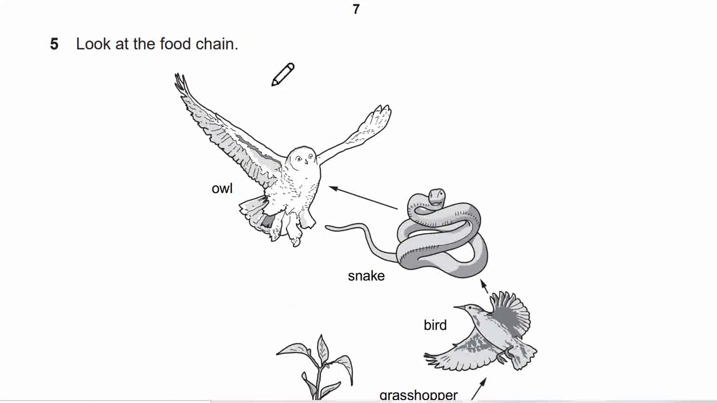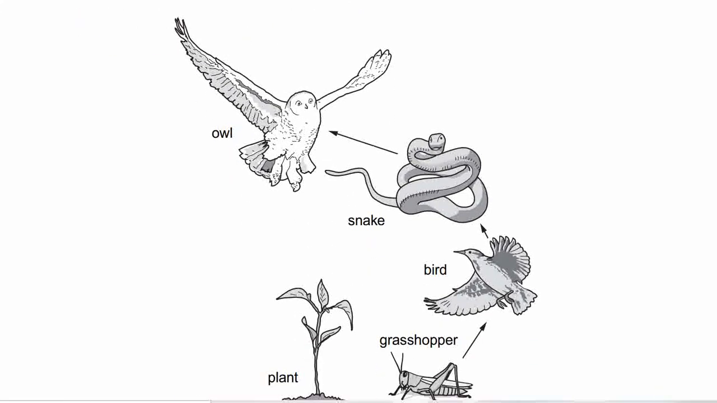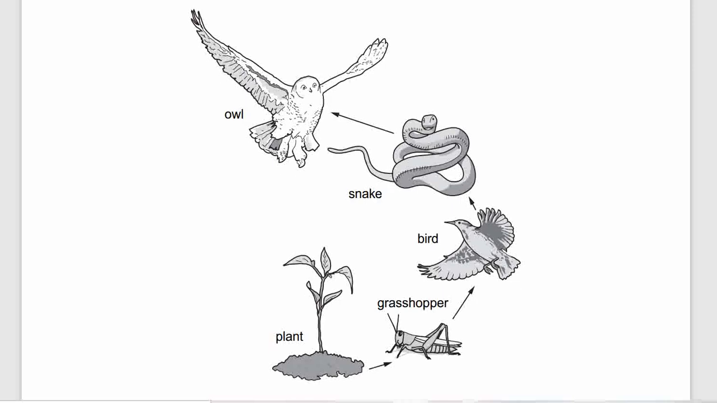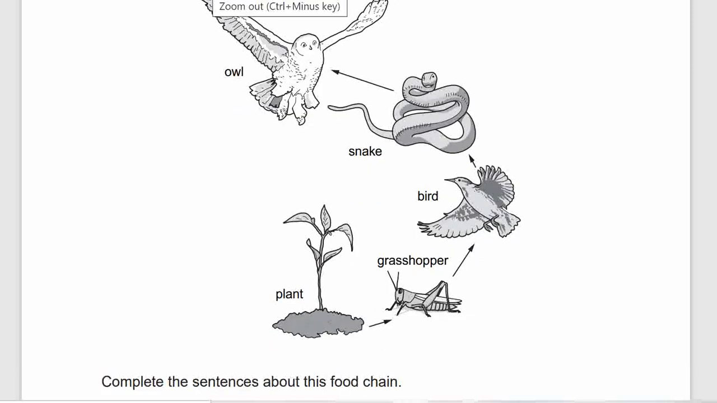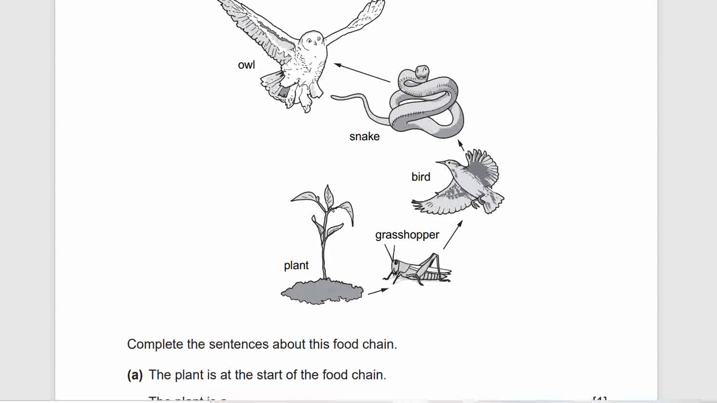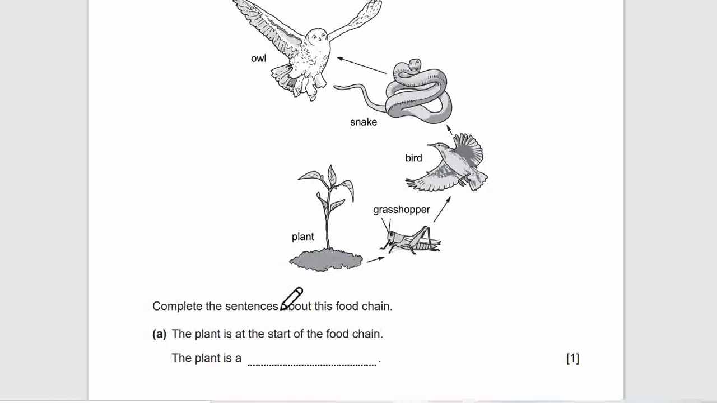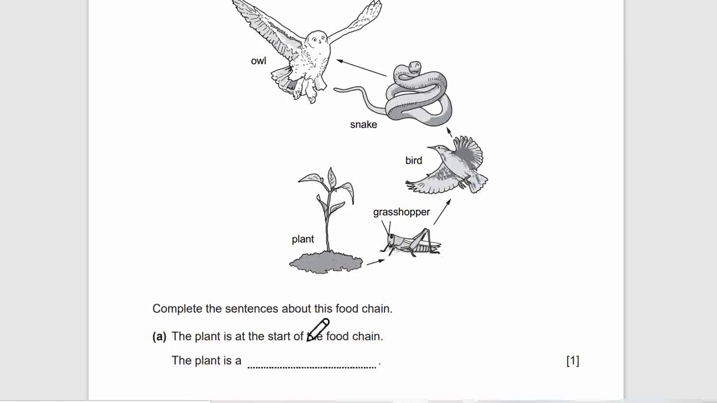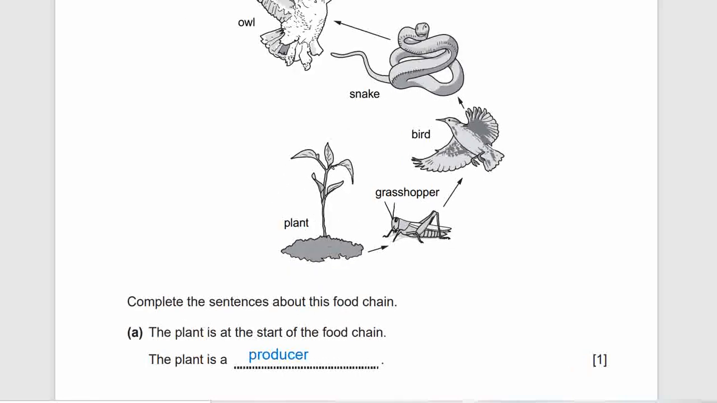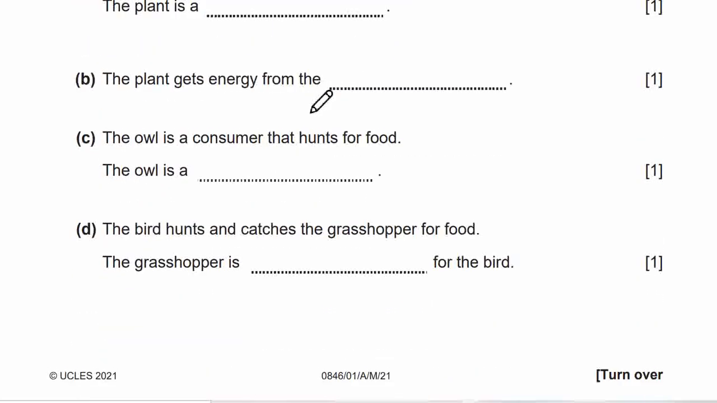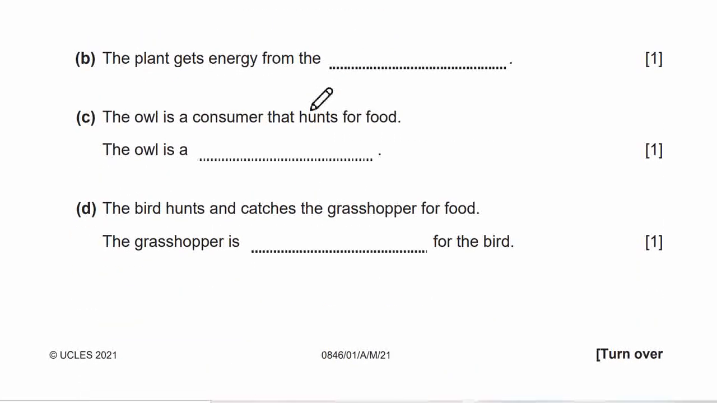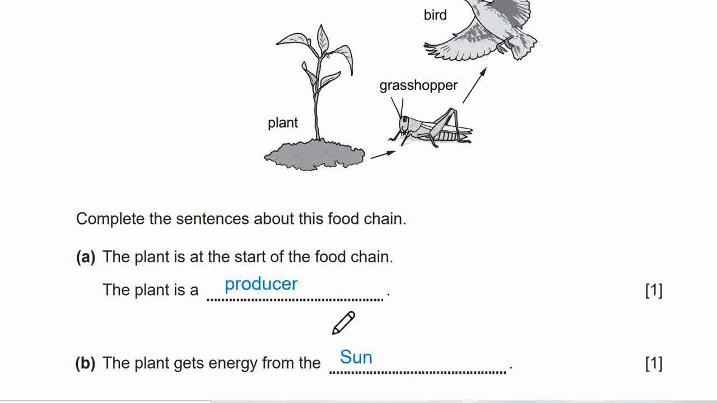Look at the food chain. This is the complete food chain. Now complete the sentences about this food chain. The plant is at the start of the food chain. The plant is a producer. Question B. The plant actually gets energy from the sun.